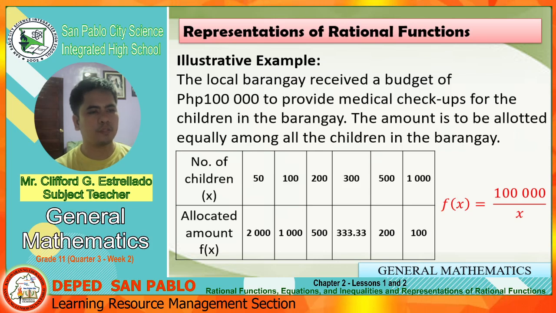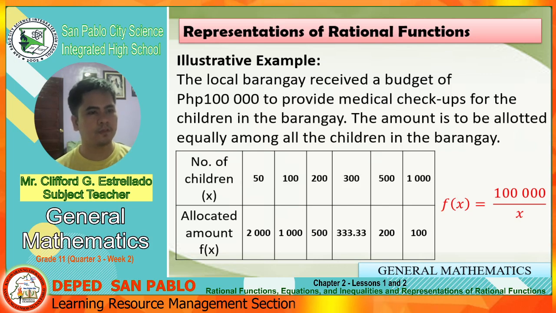If x is equal to 300, there are 300 children, so f of x is equal to 100,000 divided by 300, so we have 333 pesos and 33 centavos. If the number of children is 500, we have f of x is equal to 100,000 divided by 500, so meaning each child will receive 200 pesos from the barangay. If the number of children is 1,000, we have 100,000 divided by 1,000, so meaning each child will receive an amount of 100 pesos from the barangay.